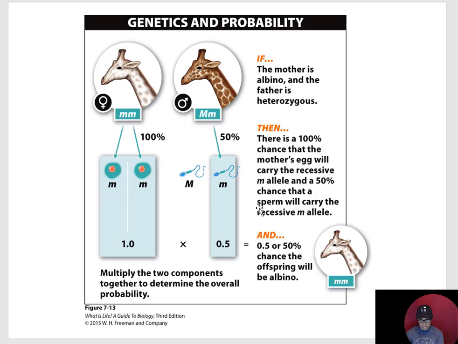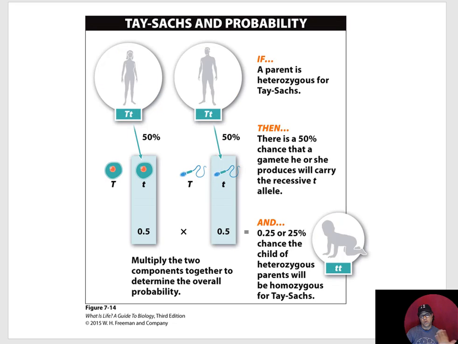And so now we can go ahead and do our multiplication, multiply the 2 components together to determine the overall probability. And so we end up with a 50% chance the offspring will be albino. So this is just another way to figure out your Punnett square mathematically, if you are more inclined to use mathematics or you're into more than one gene.